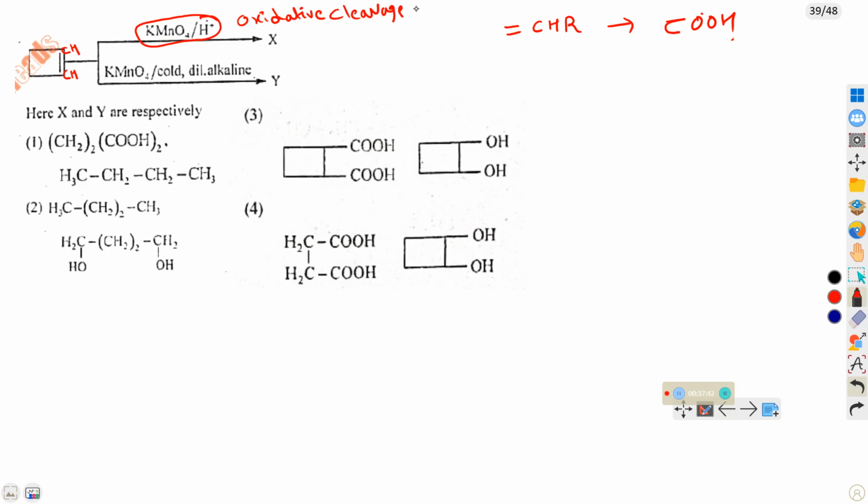I explained very clearly about this in the previous papers. KMnO4 is considered as Baeyer's reagent. Baeyer's reagent, dihydroxylation takes place.